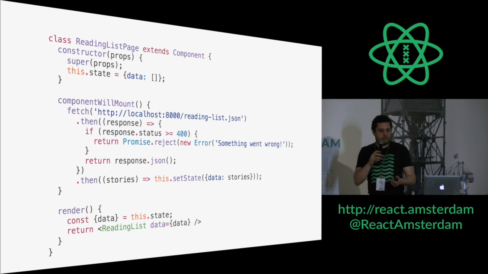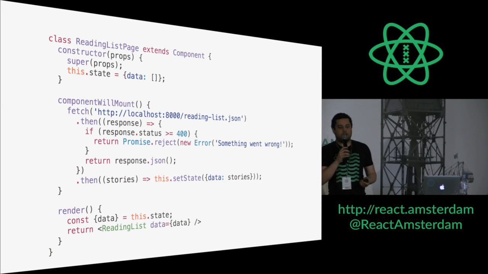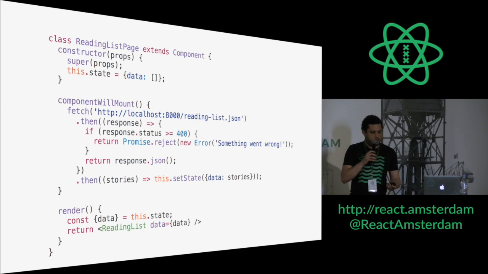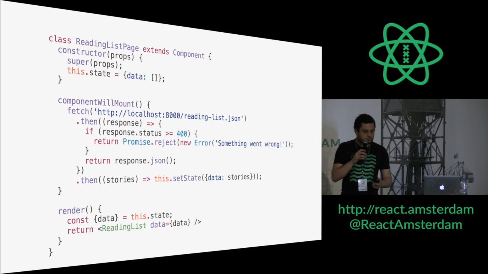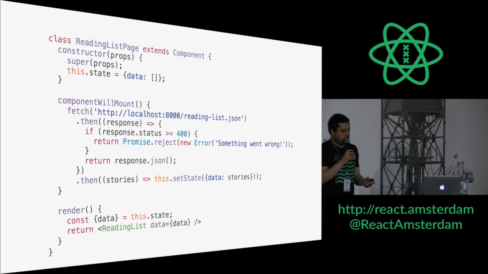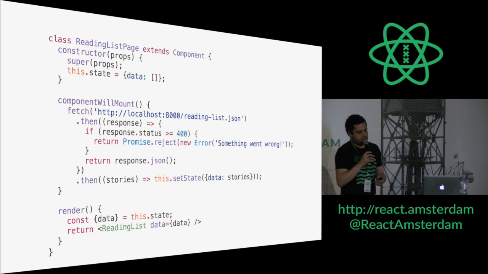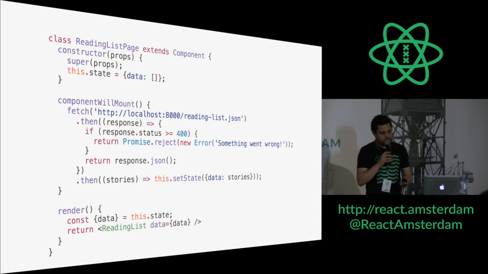So here's one example I have. Let's say my reading list page. So I'm fetching my JSON, and then I'm setting the stories to the state, and then passing the data down to the reading list.